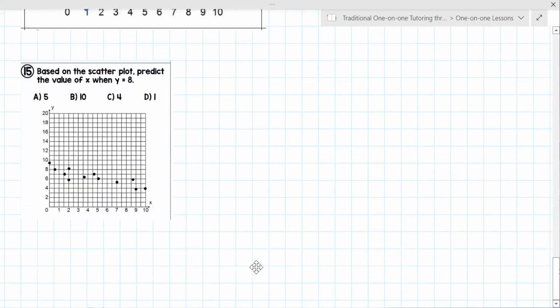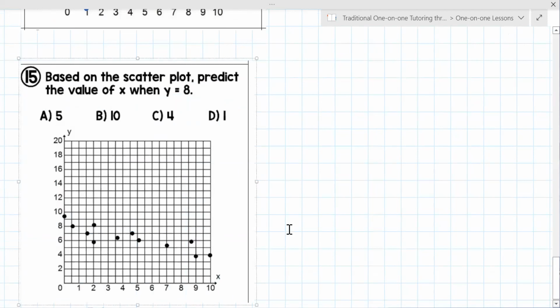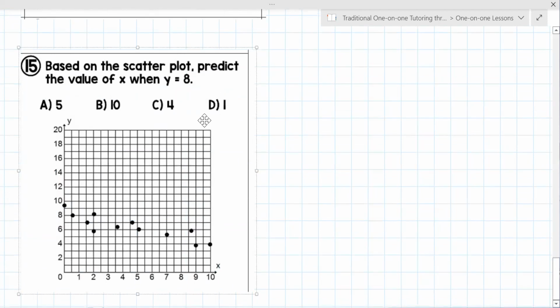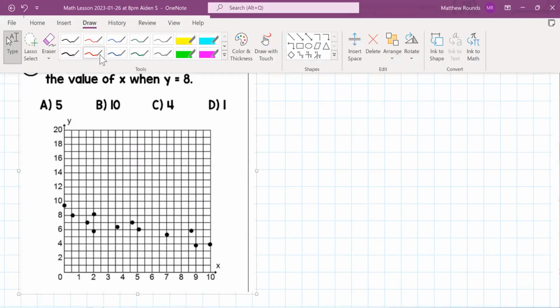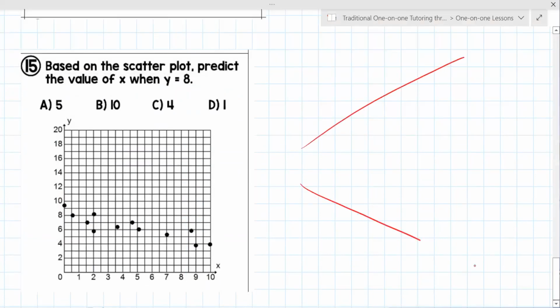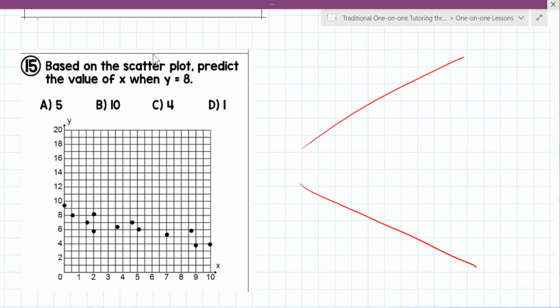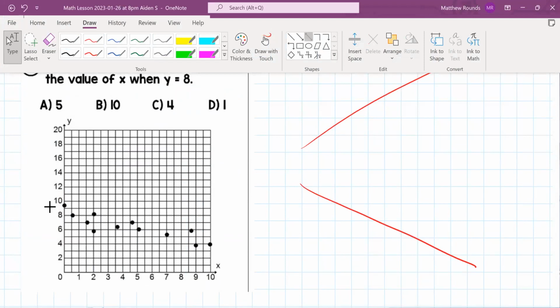Okay, so I'm going to start asking you some questions. I've done a number of examples here. Would you say the trend here generally goes up or goes down? Which would you say it is? Down. Yeah, it's slightly down, and that's important to see.